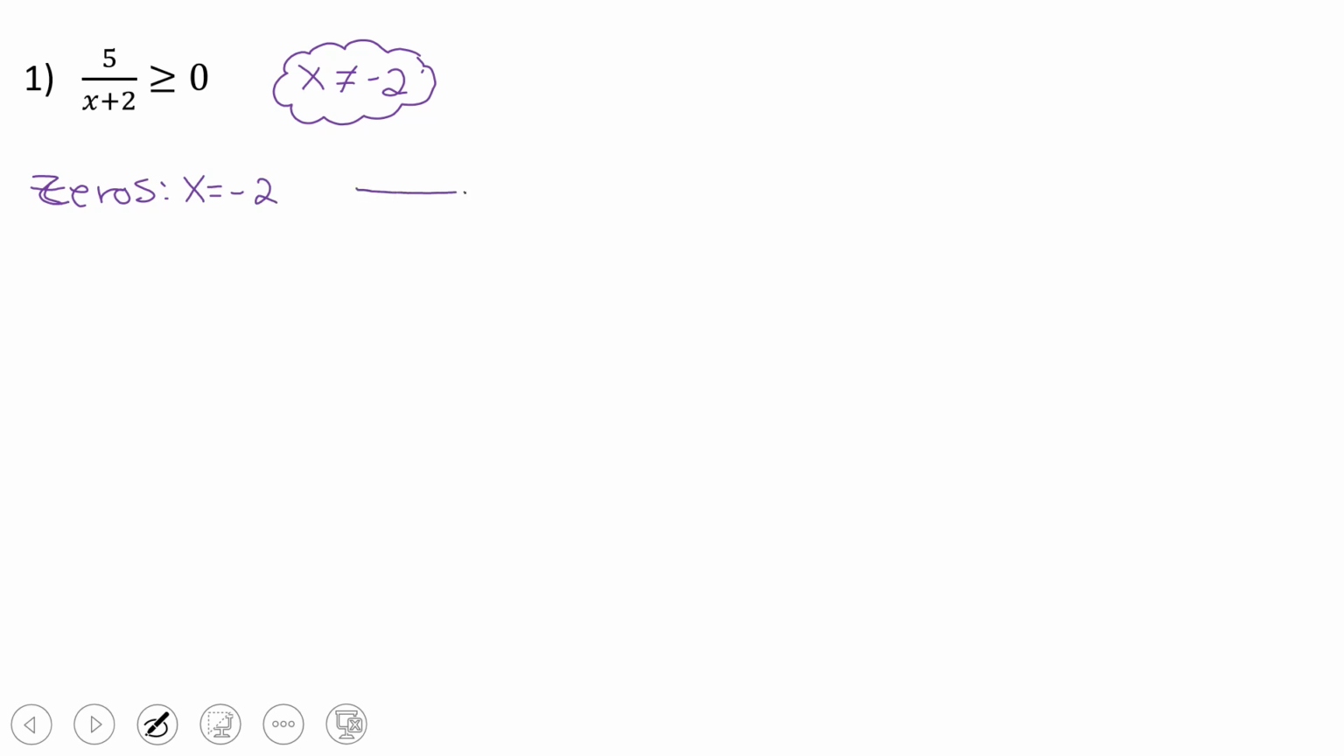So I would draw my number line, and I only have one boundary point at negative 2. Now, usually, I would look at our symbol here and say, well, that's going to be a closed dot. But I have to keep in mind that I have a domain restriction that x actually can't equal negative 2. So I'm going to have an open dot on this one rather than a closed, all because of the domain restriction.